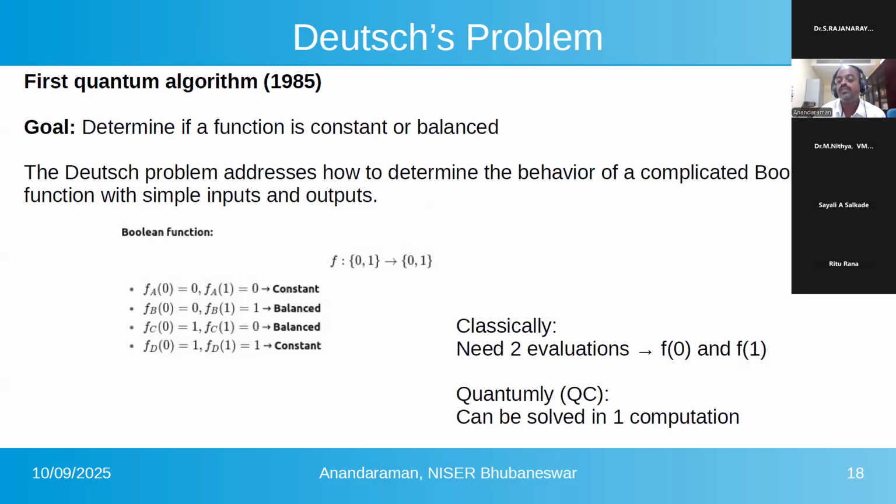But to know whether the function is constant or balanced, you should apply input 2 times. In one input you cannot say it is constant, or in one input you cannot say it is balanced. For example, first I apply 0 to the function and get output 0. Second I apply 1 and also get 0, so I can simply say it is constant. If I apply 1 to the function and get 1, then the first result is 0 and the second result is 1, so it is a balanced function. So I need a minimum of two operations to determine whether the function is constant or balanced. But in a quantum computer, we can do it in one single operation. That is the Deutsch problem.